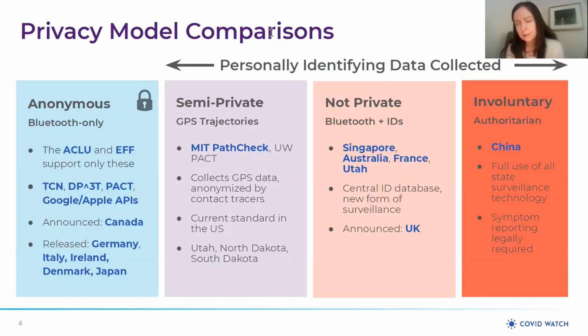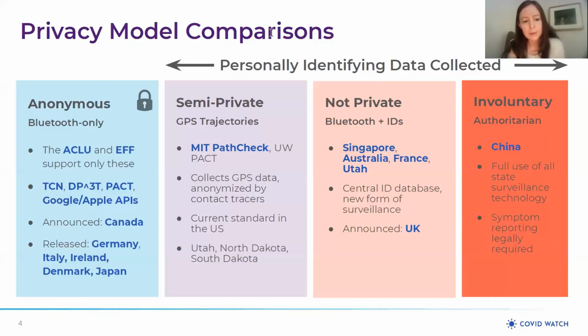Singapore released an app like that at the end of March. Australia released one, and France was working on one. And we were surprised to see one like that in Utah, and other GPS and semi-private apps that were released across the US in a few different states. I think North Dakota and South Dakota as well. Their apps use GPS. The problem with that is that if you collect personally identifying information, there's always a risk that you might get hacked, and that data is now in the hands of somebody it wasn't intended for. So we advocate strongly for anonymous systems that don't collect any personal data at all.